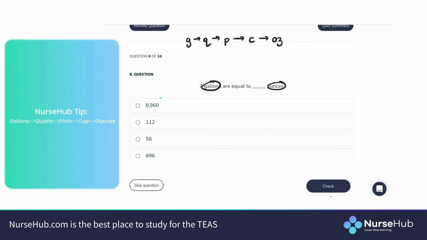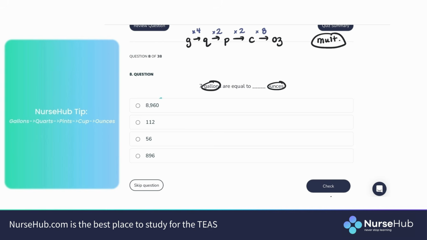Now we're going from a larger unit to a smaller unit. So we are going to use a multiplication chain to help us out here. We're going to be multiplying. One thing to remember, gallons to quarts, there's 4 quarts in a gallon. So we'd multiply the gallons times 4. Quarts to pints, there are 2 pints in a quart. There's also 2 cups in a pint, and there are 8 ounces in a cup.